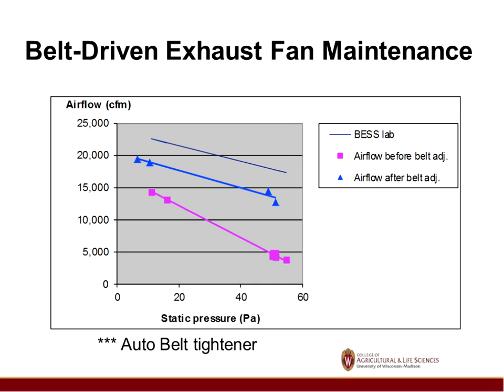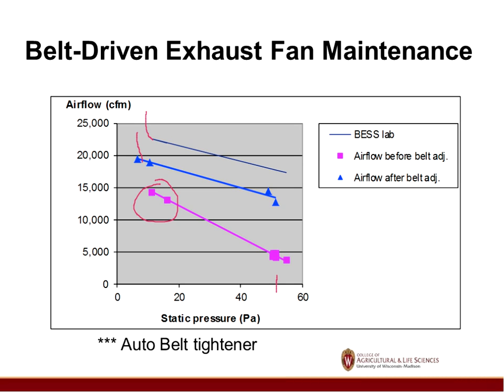On the maintenance side, too, is belt-driven fans. If that belt is slipping, it's going to have less airflow. So here's a fan. This line is the Best Lab data. Here's an actual after it was adjusted, and here's it before it was adjusted. So again, you've got about 25%, 30% reduction at a low static pressure.